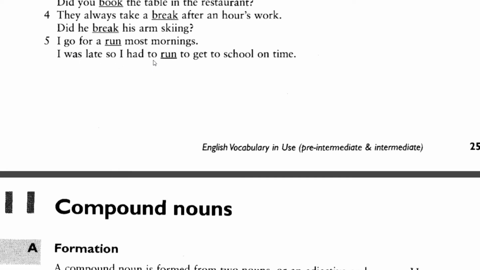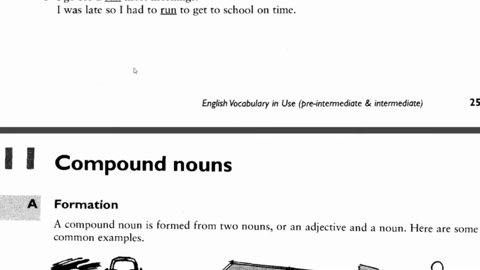Again, let's read the example. I go for a run most mornings. Here, a run, you choose to run. It's up to you. I was late, so I had to run. So you are obliged here. It's compulsory. I was late, so I had to run to get to school on time.